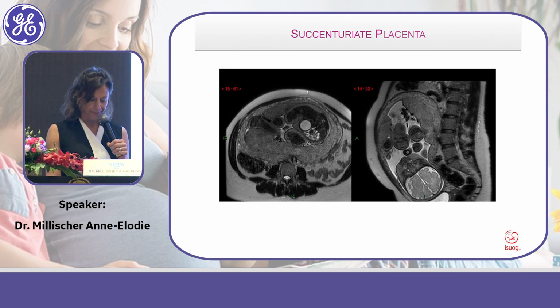Và trên cái hình MRI này mình thấy có một bánh nhau nằm phía mặt sau đáy tử cung, và có một cái bánh nhau nằm mặt trước, và mình thấy có một cái khoảng cách giữa hai bánh nhau này, và mình biết đây là một cái bánh nhau có thùy phụ.